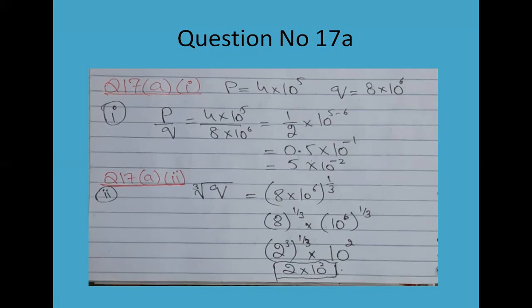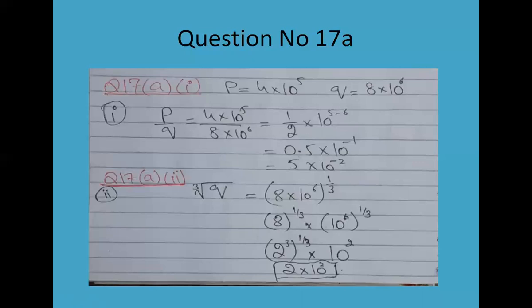A second part is you have to find the cube root of the Q. So the Q value is 8 expo 6 raised to power 1 by 3. So 1 by 3 power is for both of them. So give them both. So you will have 8 raised to power 1 by 3 multiplied by 10 raised to power 6, the whole thing raised to power 1 by 3.